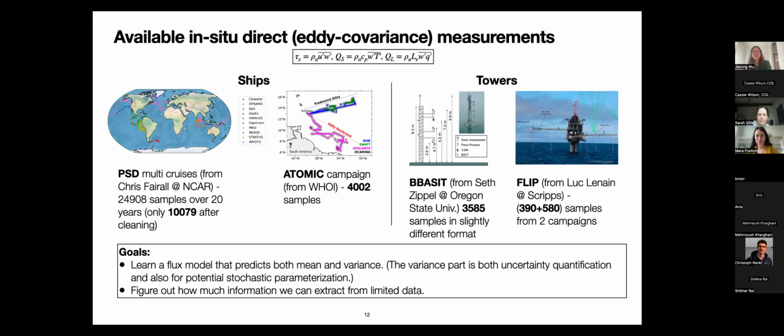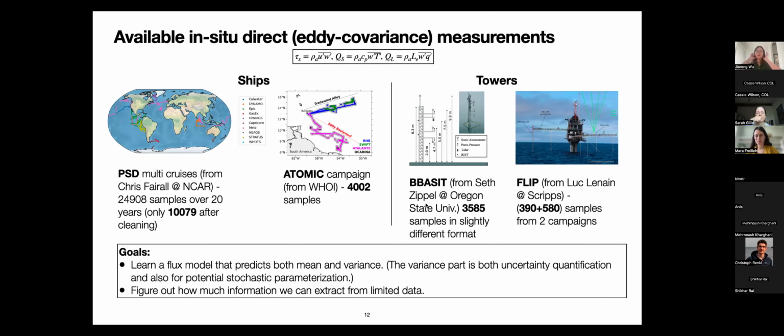Unfortunately, these data are of a slightly different format, and also they're pretty small. So for now, I've been looking at ship data. I forgot to mention that by direct measurement, I mean these eddy covariance measurements. These campaigns measure fluxes by measuring the turbulent fluctuations. For momentum, it's the turbulent fluctuation of U prime and W prime, the covariance of those two. And for sensible and latent heat, it's W prime T prime and W prime Q prime.